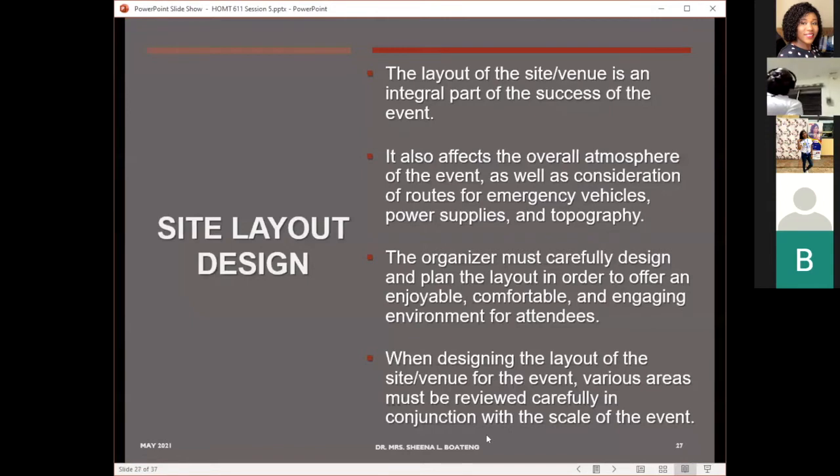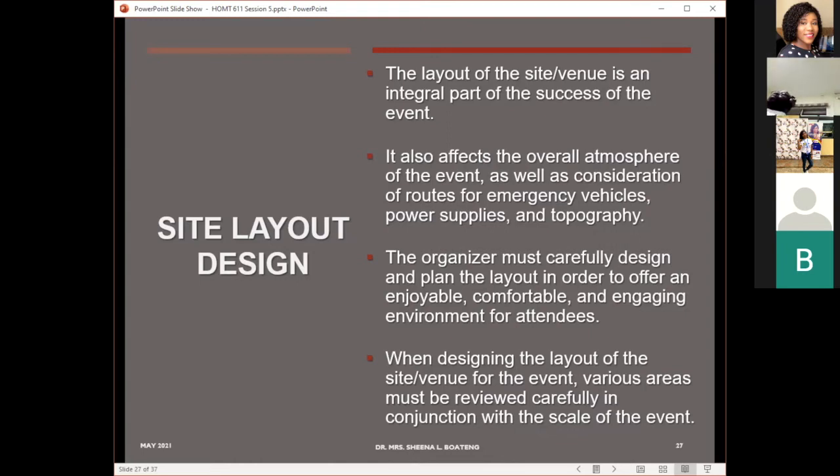So site layout design is all about how you lay out the various structures and fixtures and equipment in the venue to be able to create the kind of atmosphere and ambience that would lead to the execution of a successful event. Now, when you are laying out a venue, there are certain important considerations you need to make. For instance, the routes for emergency services, including emergency vehicles, and easy ways of exiting the venue, assuming it's an indoor event.